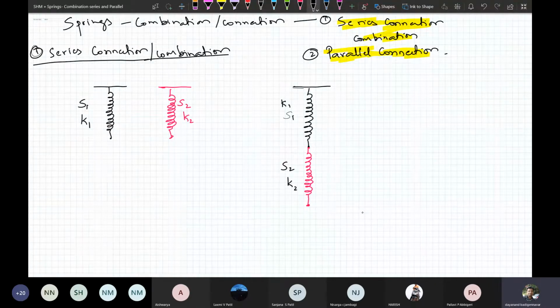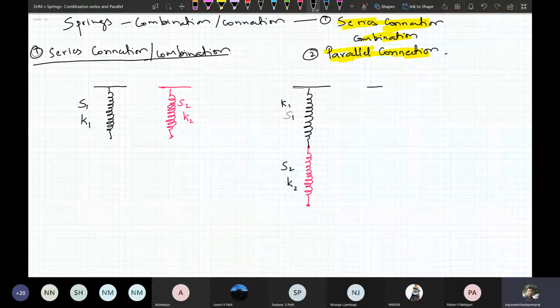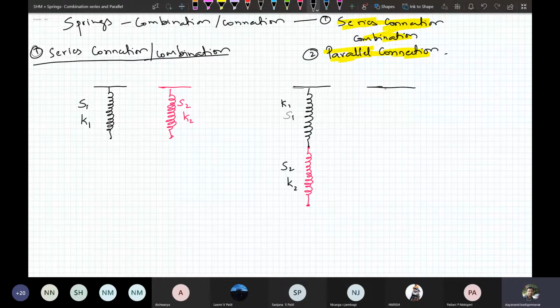Now what happens? This is in equilibrium when there is no load. This is the spring S1, and this is the spring S2. Next, I will hang a mass at this end. The mass that I will take is M. As soon as I hang the mass M here, there is an extension in the spring.